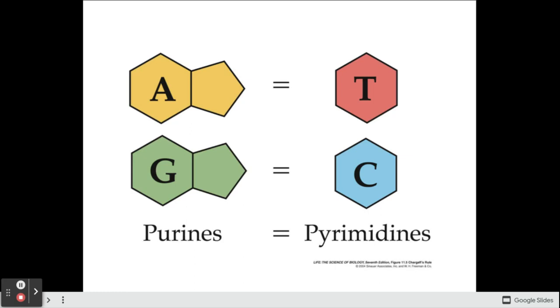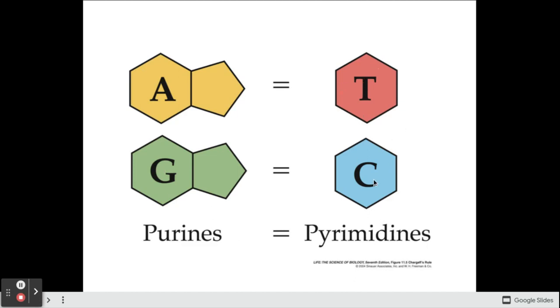Now, a little more complex conversation would be that the A's and the G's are what are called purines. And we can see they have two rings. There's like a 6-sided ring here and a 5-sided ring here. That's the A. Same with the G. And then what are called the pyrimidines are T and C. They're only single ring structures.